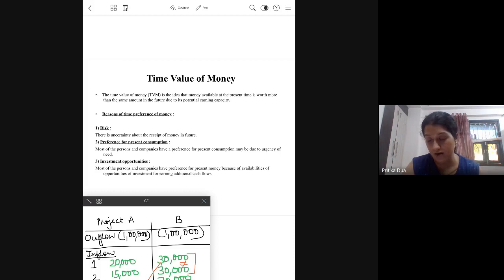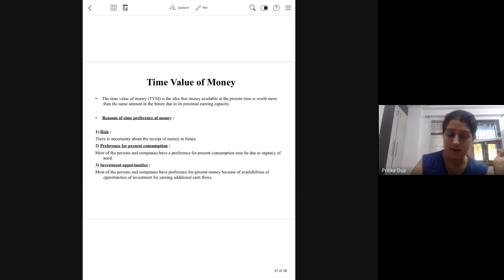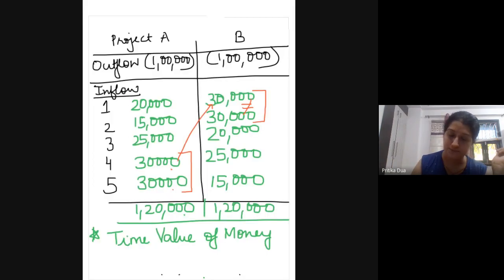Very important, very very important. Actual में time value का जो reasoning आती है उसमें सबसे prime importance का यही point होता है. I'll explain this with an example.